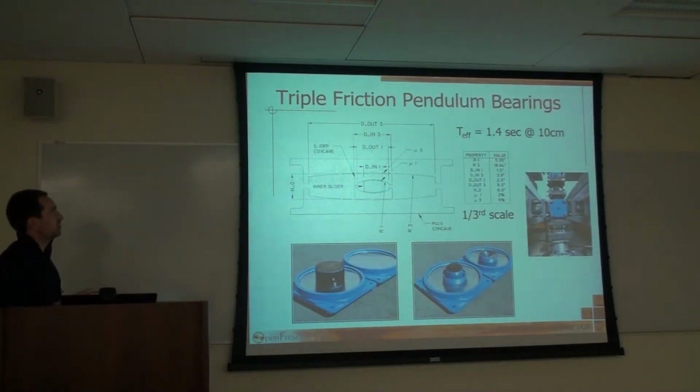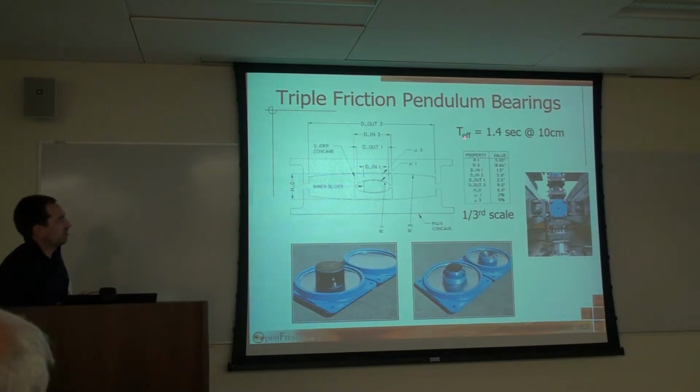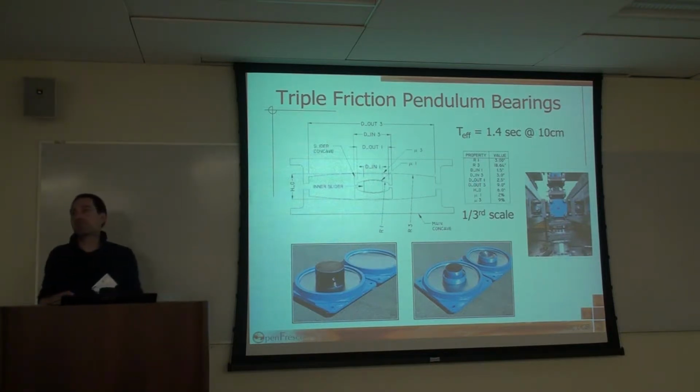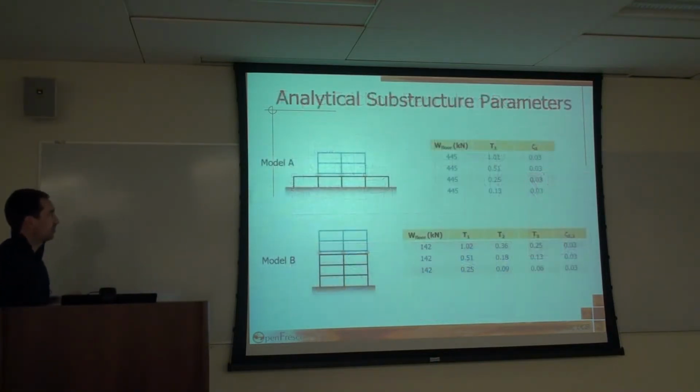The seismic isolation system that we used for this was this triple friction pendulum system. It was at 1/3 scale, and you can see the effective period of this system is 1.4 seconds. It's actually the same isolation system that we will be using during the demo this afternoon.